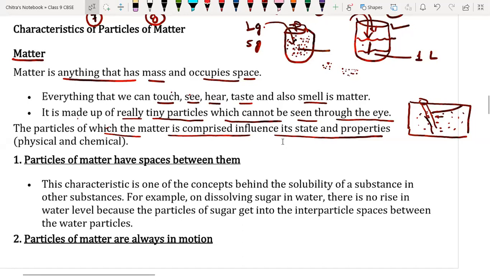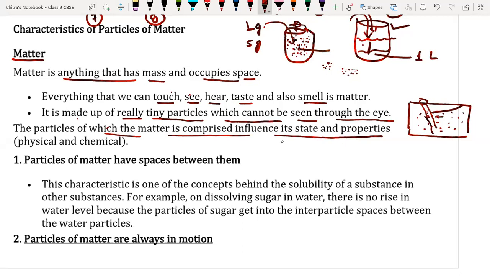That's why plastic has different properties, paper has different properties. Properties means what? Their appearance is different, melting point and boiling point are different. Understood, everyone? Yes, sir.